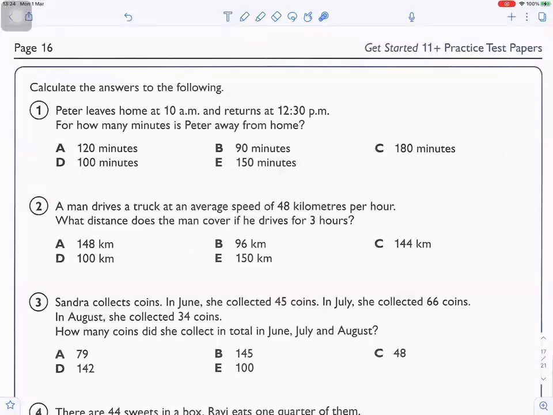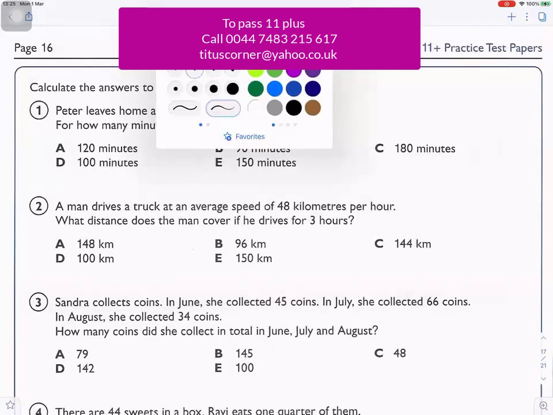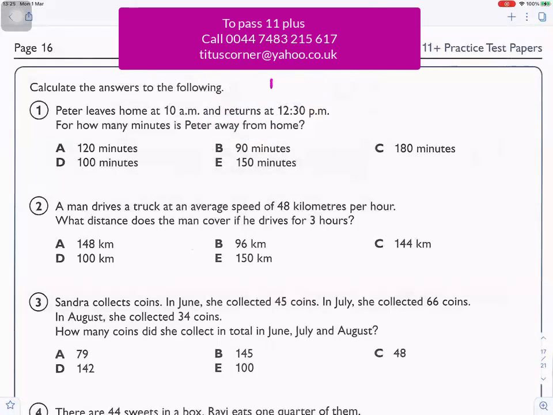So calculate the answer to the following. Peter leaves at 10 a.m. and returns at 12:30 p.m. For how many minutes is Peter away from home? So we want from 10 a.m. to 12:30 p.m., which is 2 hours and 30 minutes. So 10 a.m. to 12:30 p.m. is 2 hours and 30 minutes.